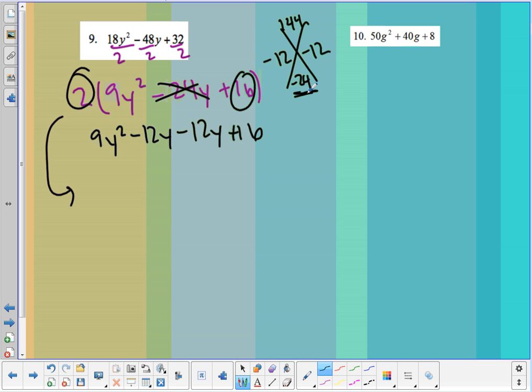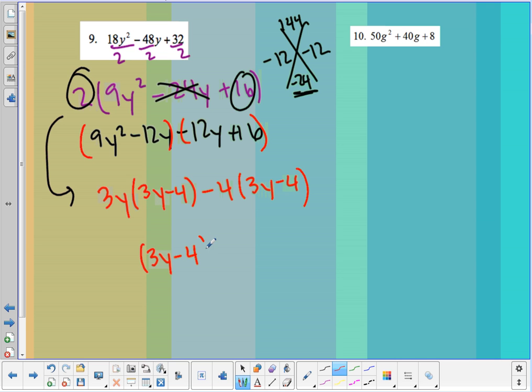Be careful not to put that negative 24 in that spot. It's a common mistake. Group those together. From the first one, I can take out a 3 and a y, and that leaves me with 3y minus 4. From the second one, I want to take out a negative 4, which leaves me with positive 3y minus 4. So I have 3y minus 4 and 3y minus 4 with that original 2 out front.